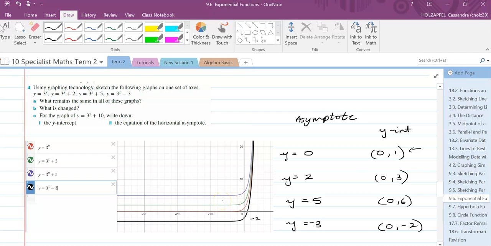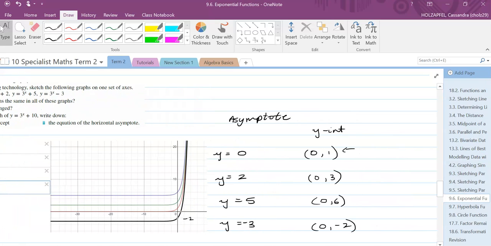Okay, the last thing then that we need to talk about is the x-intercepts. The x-intercept is when it is crossing over the horizontal axis.